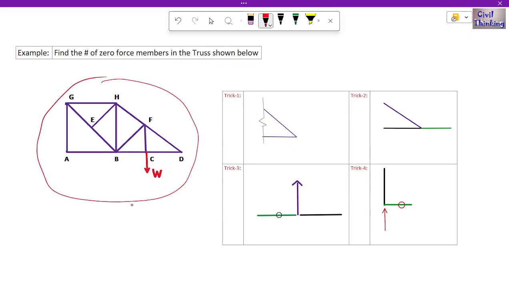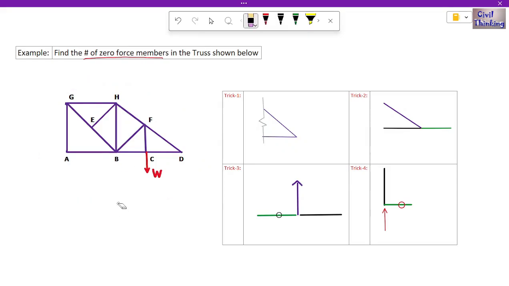In this truss we have to find the number of zero force members. Okay, we have to see how many zero force members are here. Now for your reference I have already shown these tricks. Trick 1 is this, trick 2 is this, trick 3 is this, and trick 4 is this. For your reference I show them here. So let us be very fast.